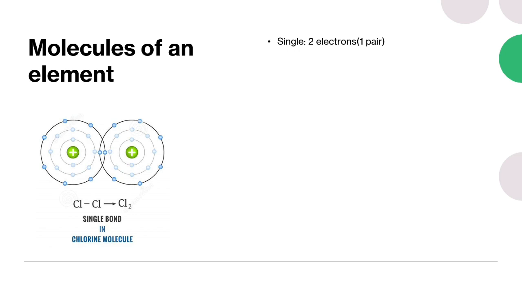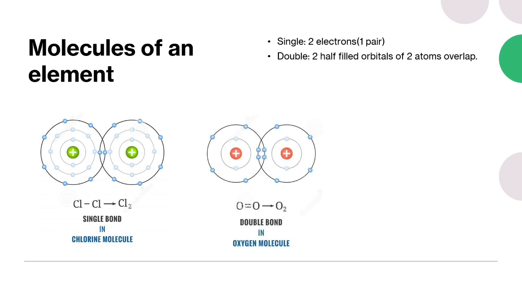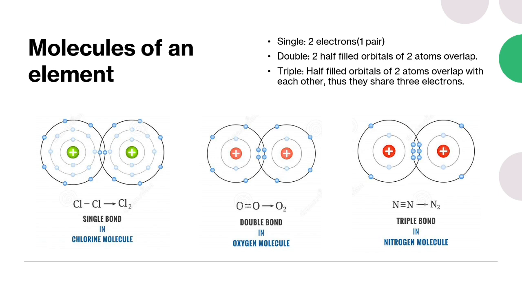In a single structure, two electrons, one pair, are shared to form a bond. Secondly, double covalent bonds. A double covalent bond is when two half-filled orbitals of two atoms overlap. Thus, the atoms of the element share two electrons. Thirdly, triple covalent bonds. A triple covalent bond is when half-filled orbitals of two atoms overlap with each other. Thus, the atoms of the elements share 3 electrons.